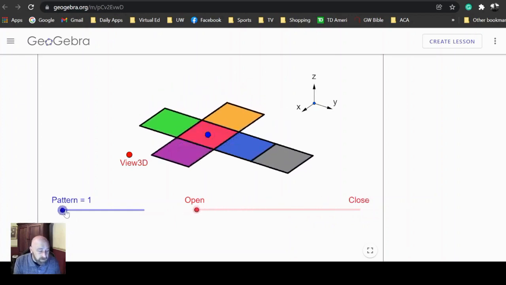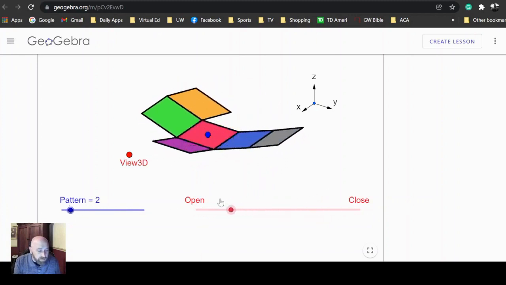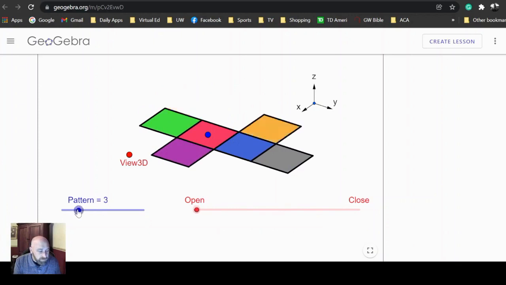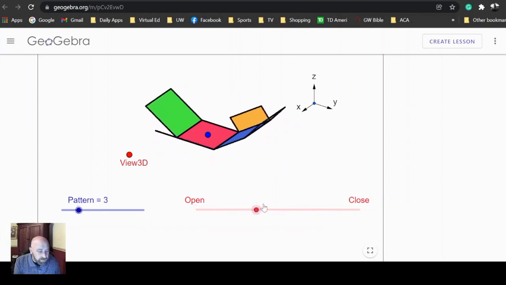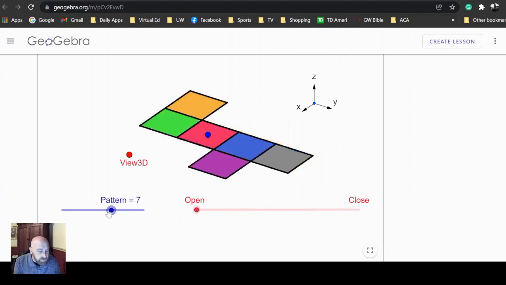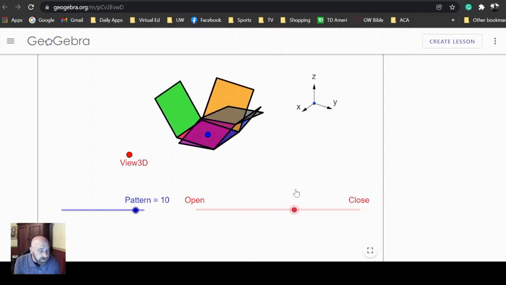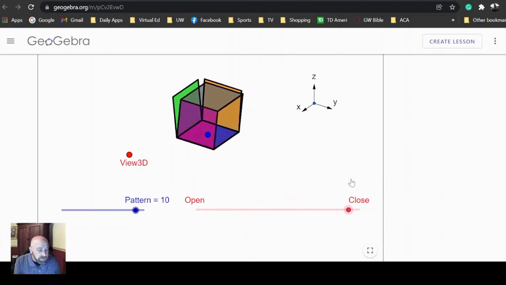Now check this out. That's one pattern. Now here's another pattern. It's going to do the same thing. It just folds up a little bit differently. Here's another pattern, pattern 3. Again, same thing, just folding up differently. And I can go through a whole bunch of different patterns, and you can see how each one of them works. Let's look at pattern 10, how it folds up. So everything folds into place, and then boom, you've got your cube again.